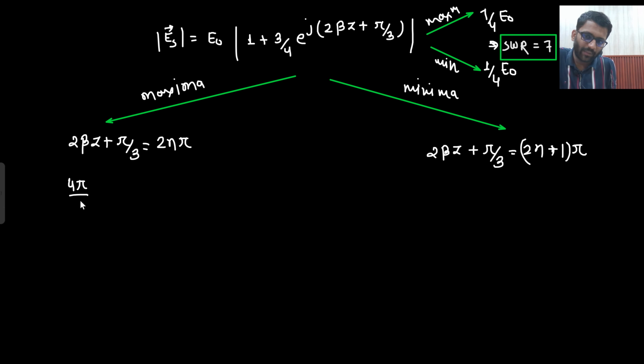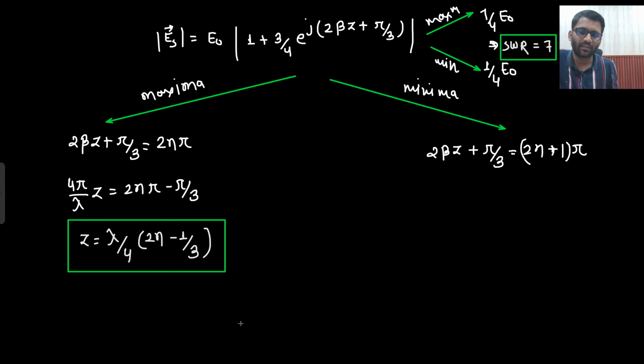So this will be 4 pi by lambda into z, 2n pi minus pi by 3. Okay. So pi and pi get cancelled. What is the value of z you are getting? Lambda by 4, 2n minus 1 by 3. Is that clear to you?